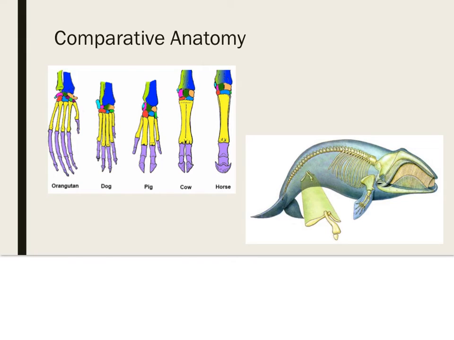Okay, so right here, the forelimbs of 5 mammals are presented. All right, the bones are color coded to allow for easy comparison among these different species. Okay, so we can call that homologous structures.